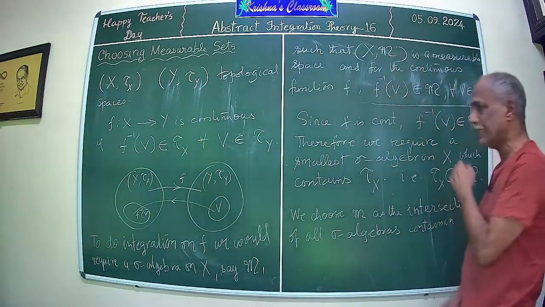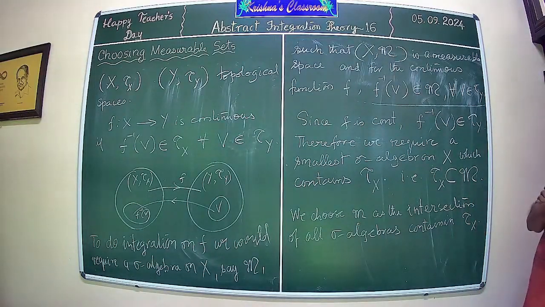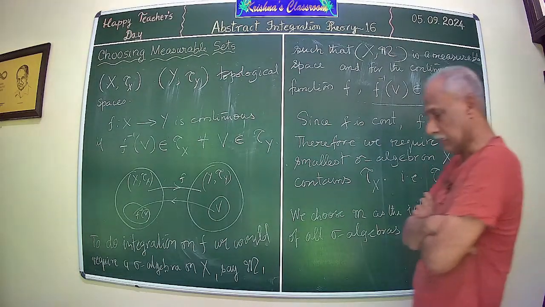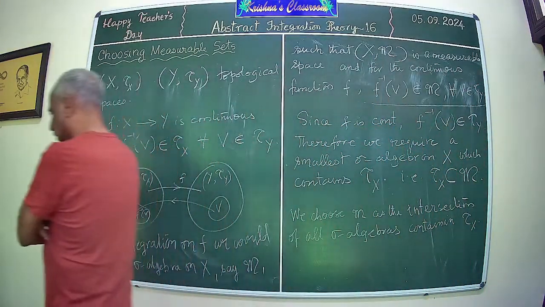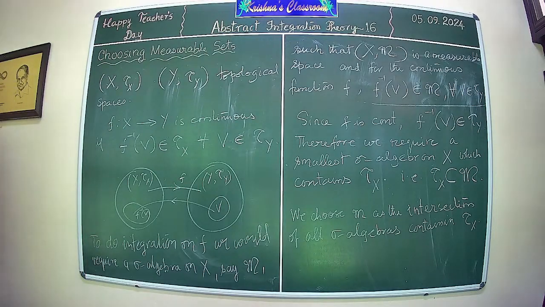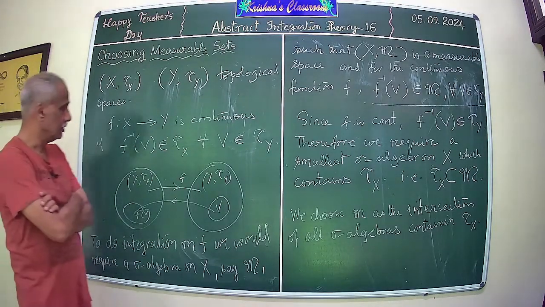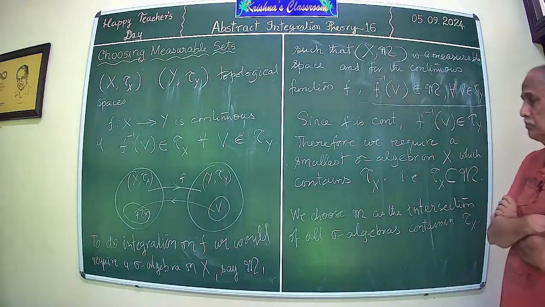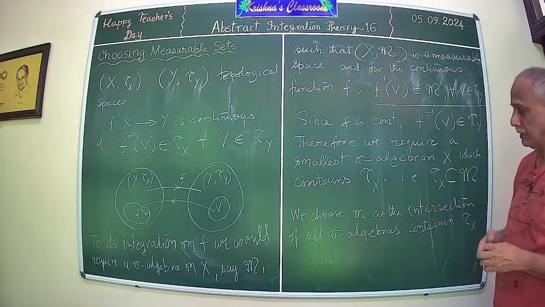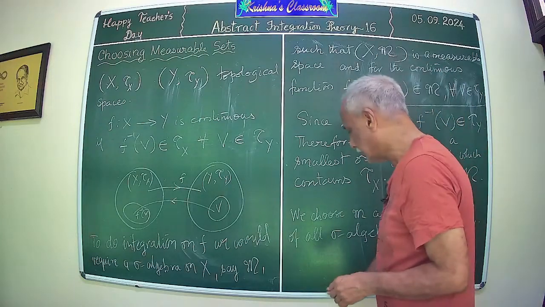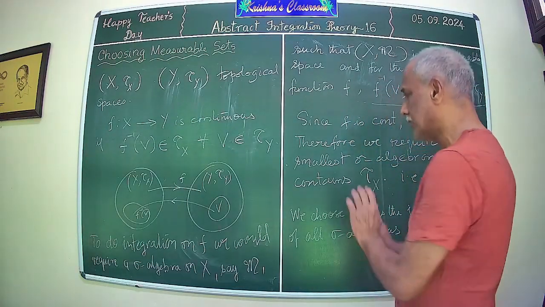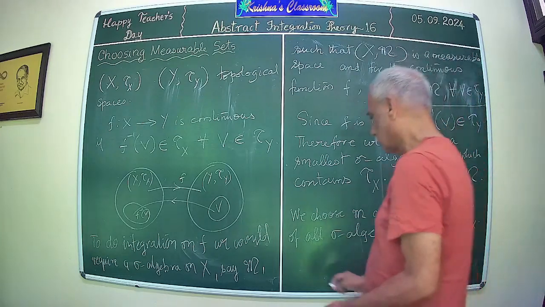Therefore, essentially, tau X is different from the minimal class or minimal sigma algebra that you construct, in general, from tau X. Okay, so that is the construction of this.